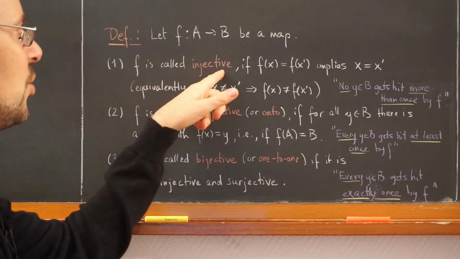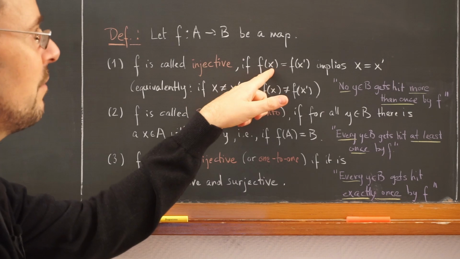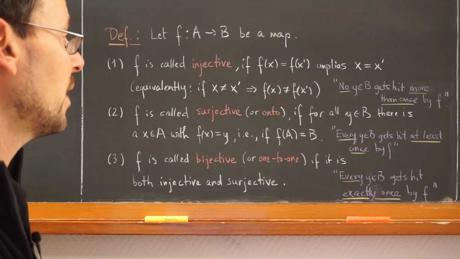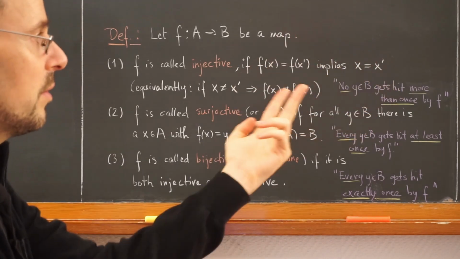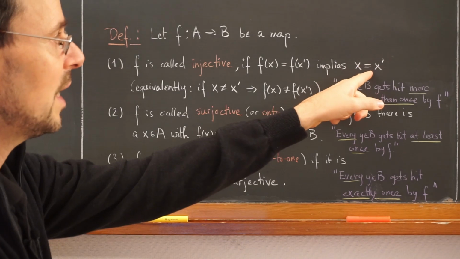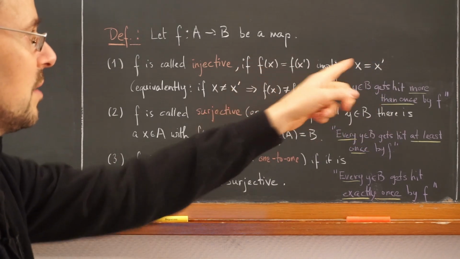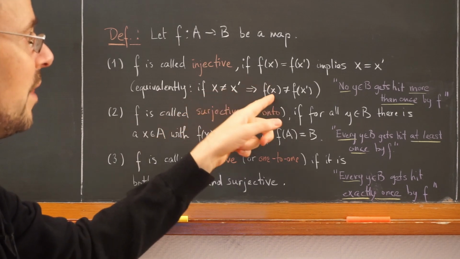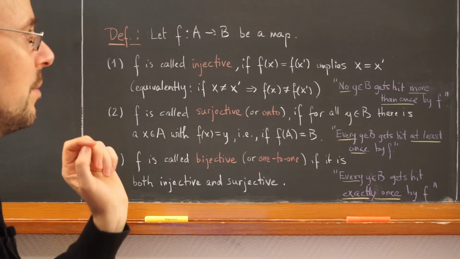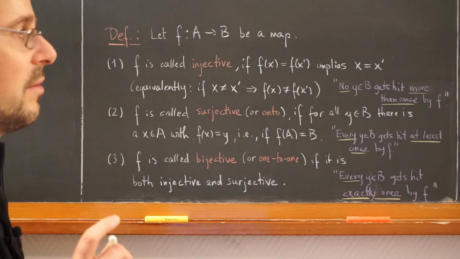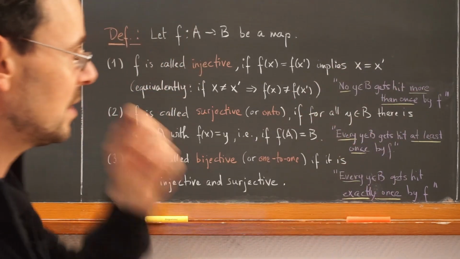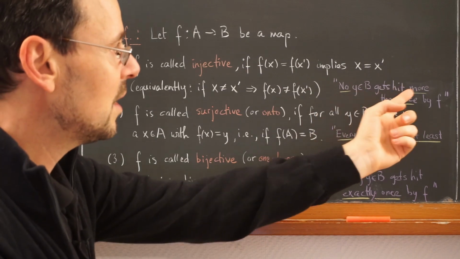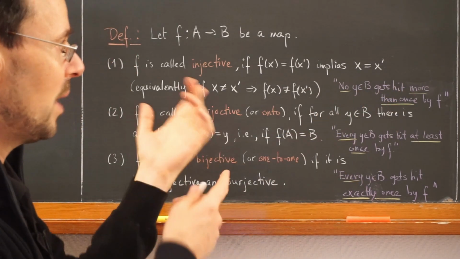F is called injective if f of x equals f of x prime implies that x is x prime. Or the contraposition of this fact: if I negate this, then the negation of this must follow, meaning if x is not equal to x prime, then the images of both cannot be equal. This means injective. And here, maybe easier to grasp in words, no element of the codomain gets hit more than once by the map F.